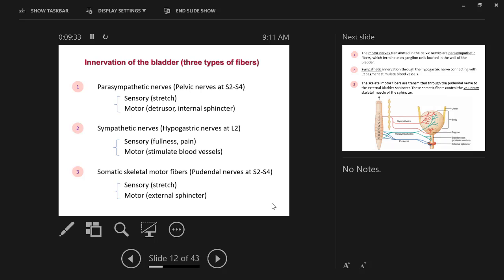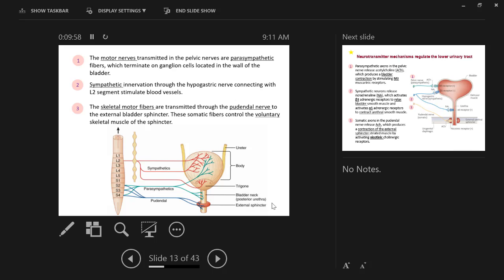And the last one is the somatic skeletal muscle motor fiber. So it's a skeletal muscle motor, and that's why it's controlling the external sphincter. The internal sphincter is, once again, smooth muscle cells, so it's controlled by the parasympathetic nervous system. But the external sphincter is skeletal muscle, so it's under the control of the somatic nervous system.